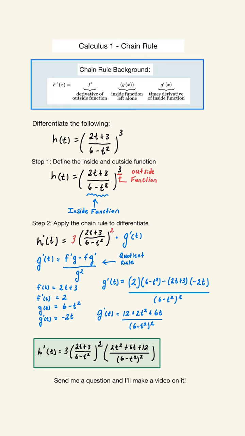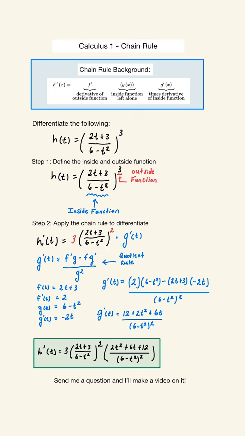The last step in the chain rule is we want to multiply it by the derivative of the inside function. And so here's where it can get a little bit tricky. When we look at this inside function, we can see that we have a fraction, and so we know that we'll have to use the quotient rule to take the derivative of this inside function.